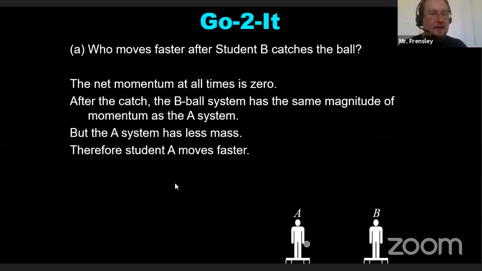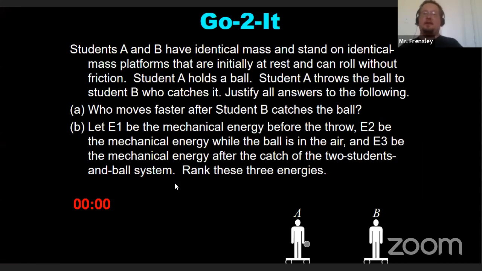Oh, drat. I did not put a slide in for ranking the energies. Shame on me. Well, I guess I'm going to have to talk to you about it the hard way. So here's the ranking of the energies.